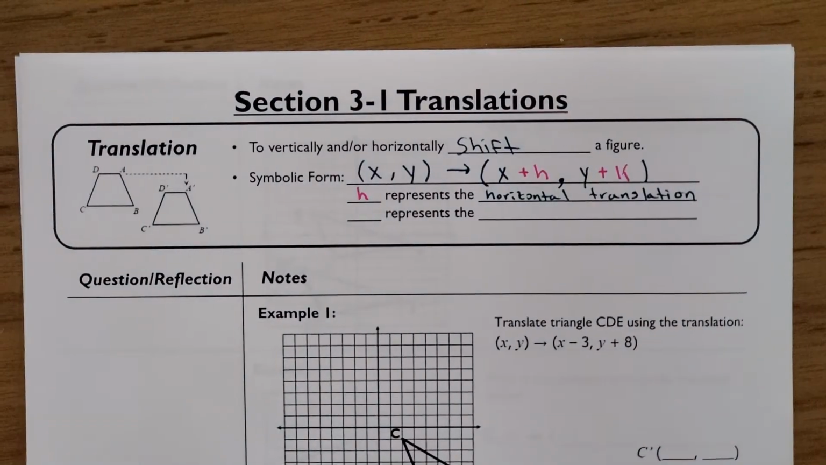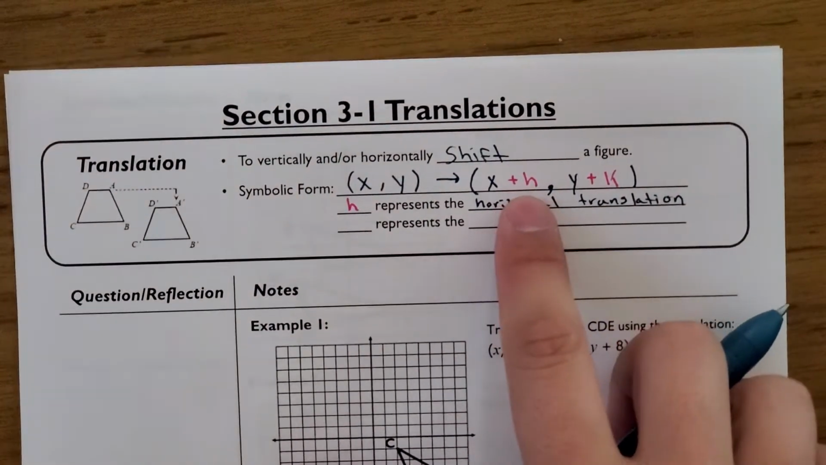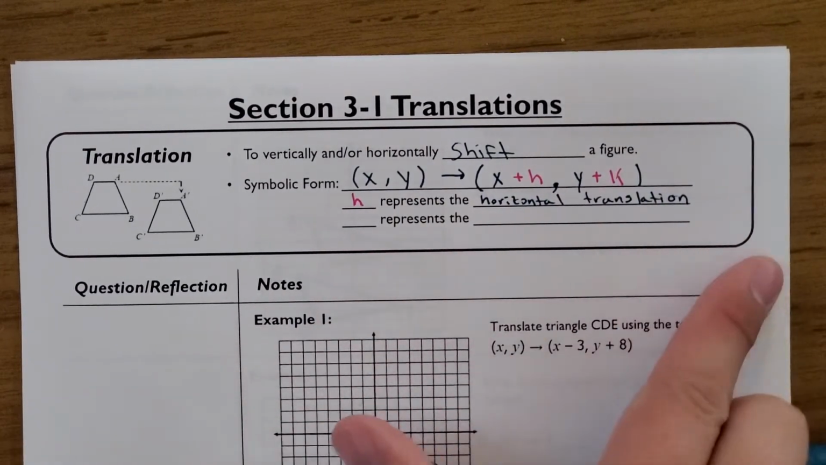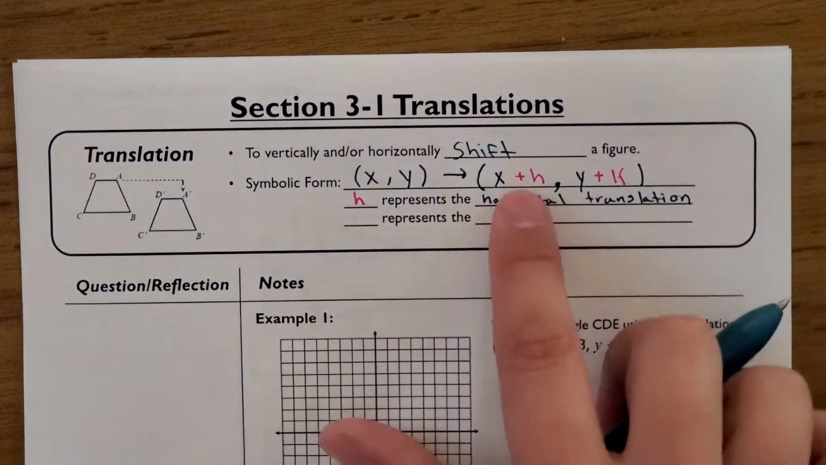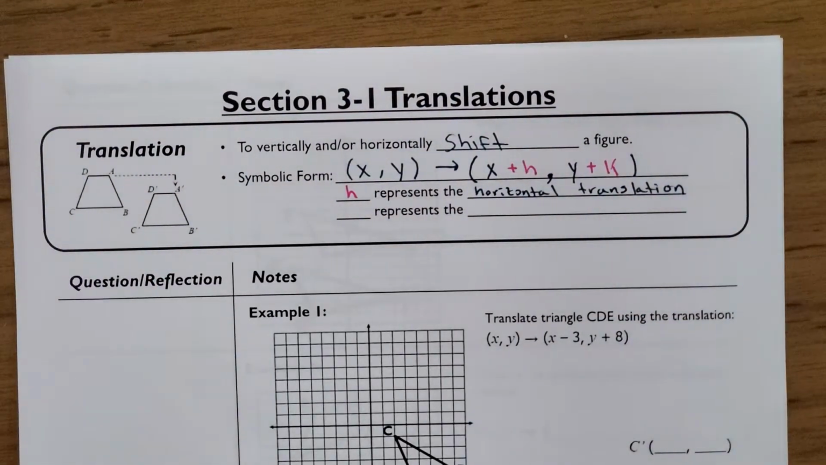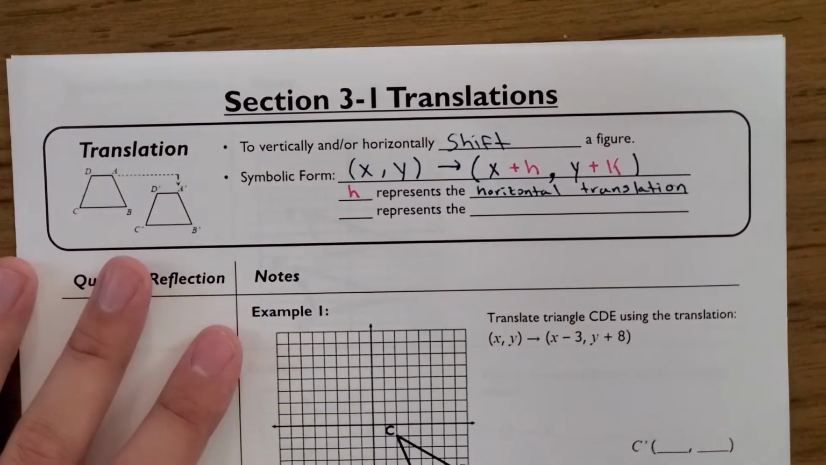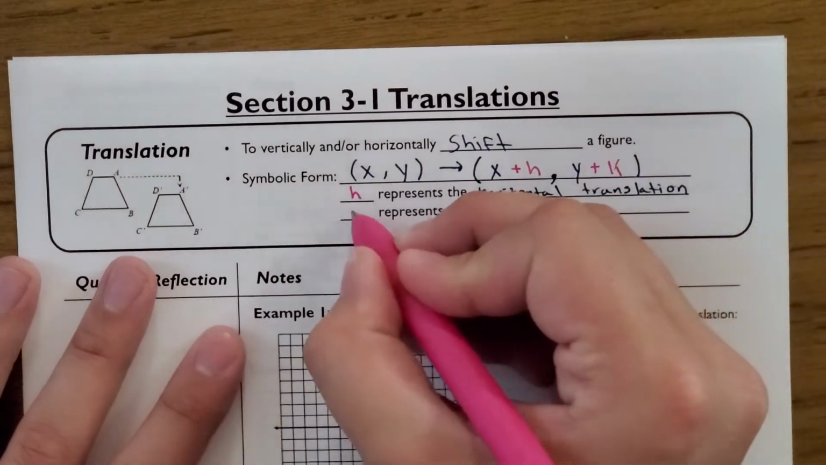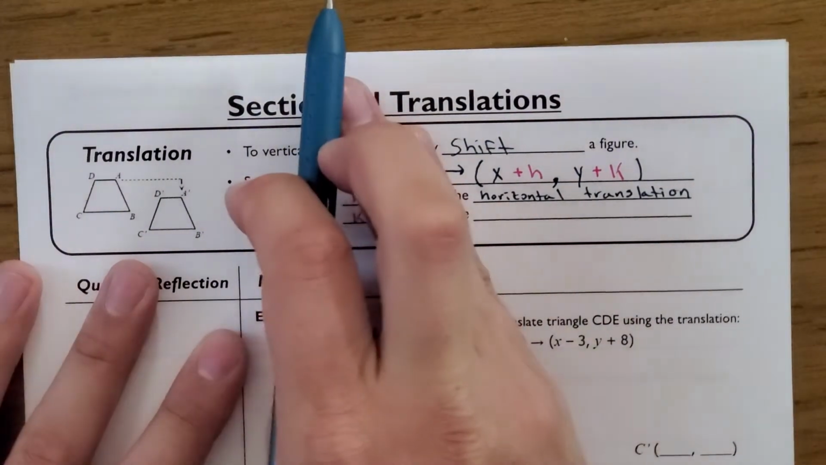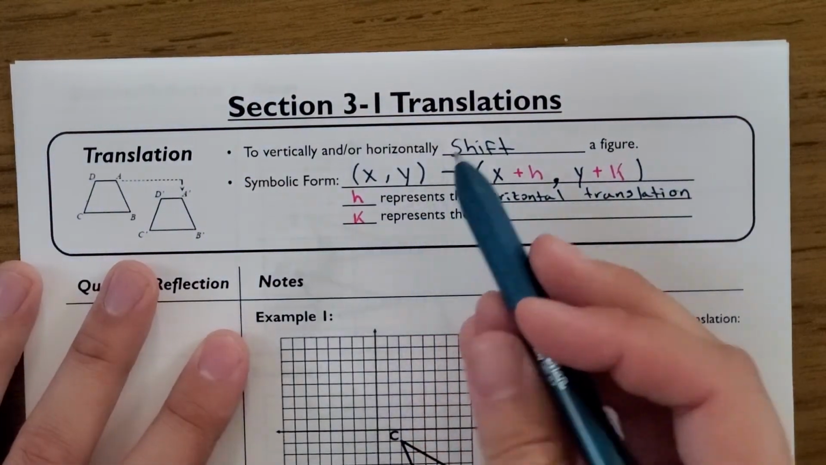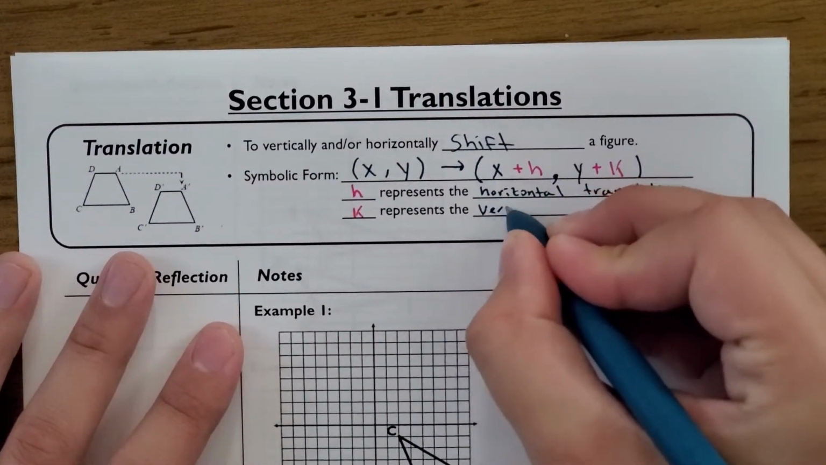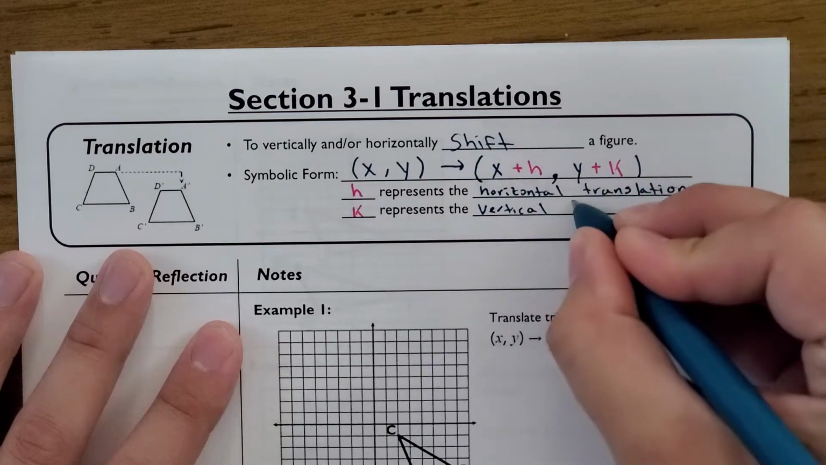And when we talk about horizontal translations, what we want to remember is if this number is positive, it's going to cause us to move horizontally in the positive direction, which means to the right. If this is a negative number, it's going to cause us to move horizontally in the left direction. So the sign of h does matter. Same thing with k. If k is positive, it's going to move vertically, which means it's going to go up. If k is negative, it's going to move vertically in the negative direction, which is going to be down. So this is the vertical translation.